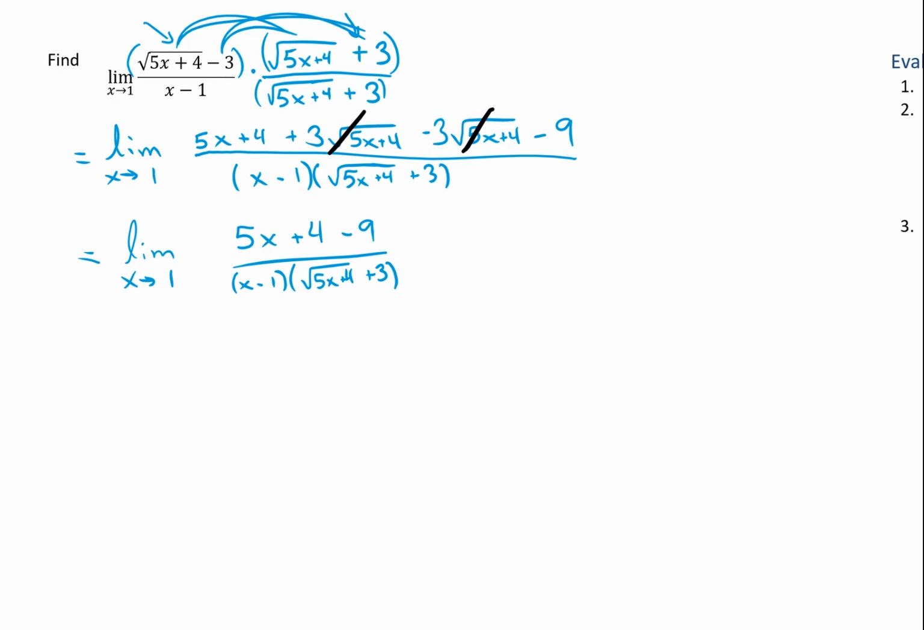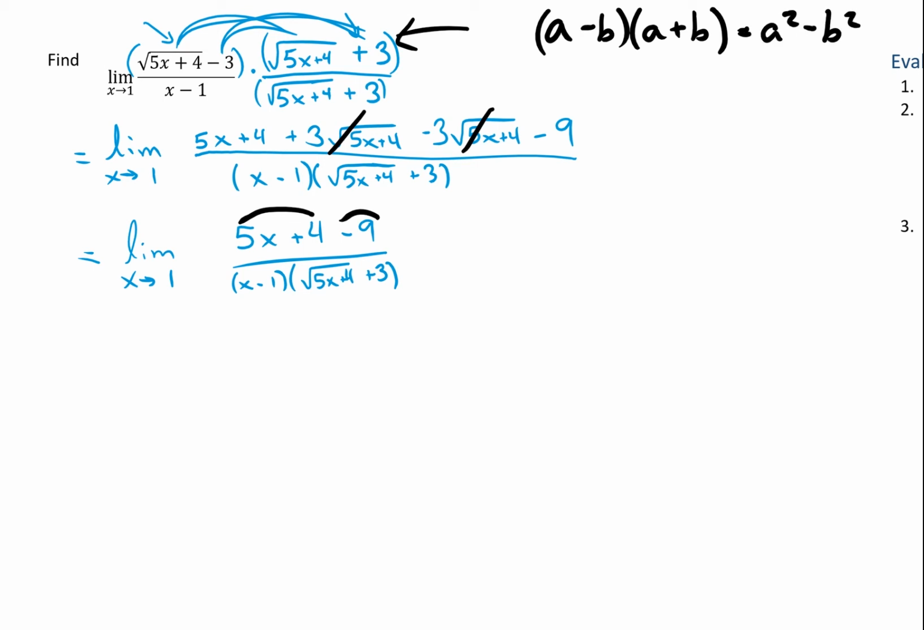Now up top, what would have been easier is to notice we have a factoring pattern in reverse. Up here, where I multiplied by the conjugate, I had a minus b times a plus b, where my a was the square root of 5x plus 4 and my b was 3. This, if I double distribute, is always a squared minus b squared. Or, as we should have recognized, it is our difference of squares in reverse.